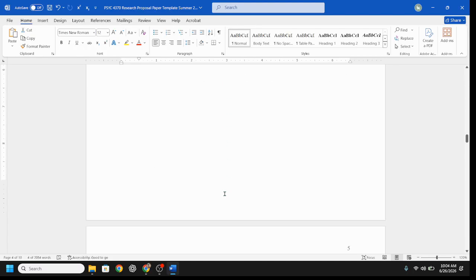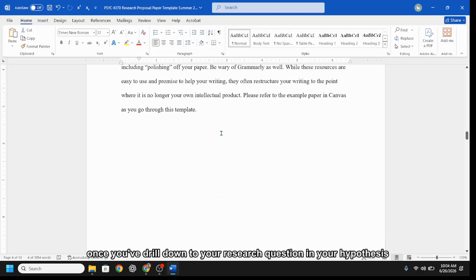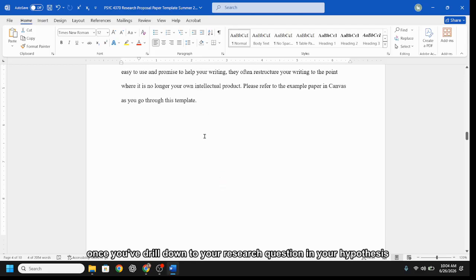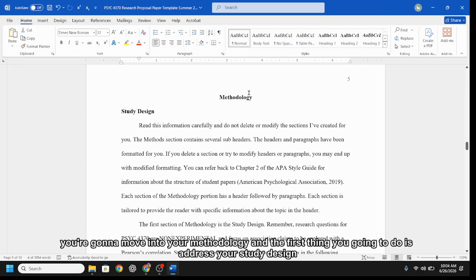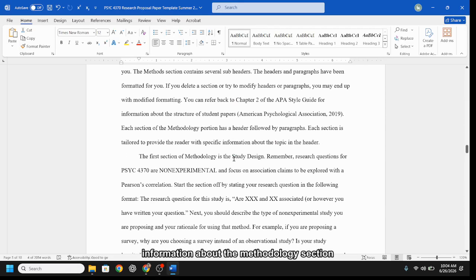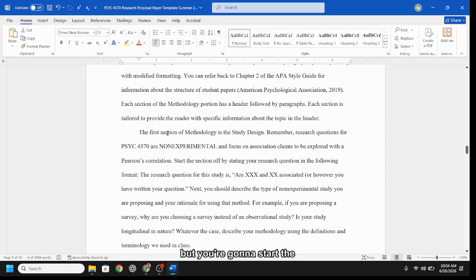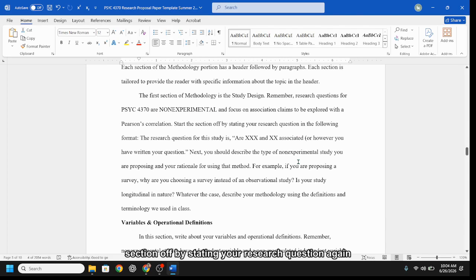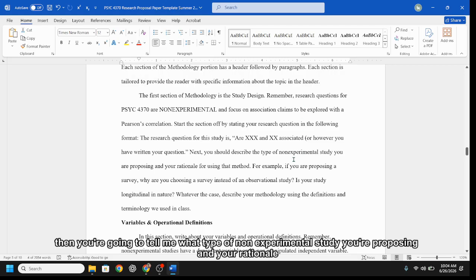Okay? Once you've drilled down to your research question and your hypothesis, you're going to move into your methodology. And the first thing you're going to do is address your study design. Now, this first paragraph right here just gives you some information about the methodology section, but you're going to start the section off by stating your research question again. Then you're going to tell me what type of non-experimental study you're proposing and your rationale.